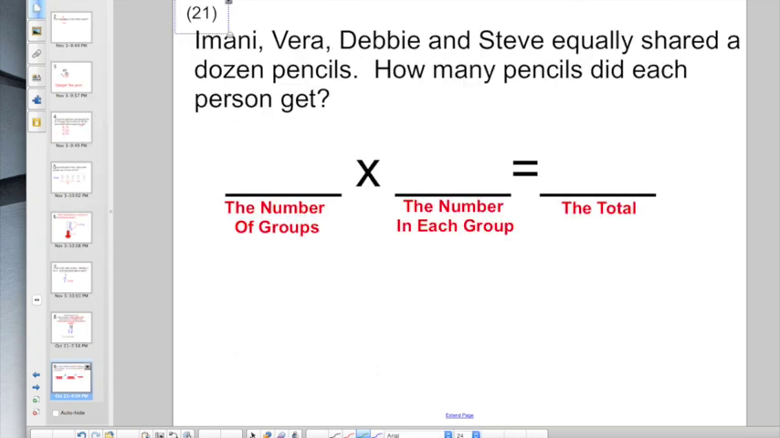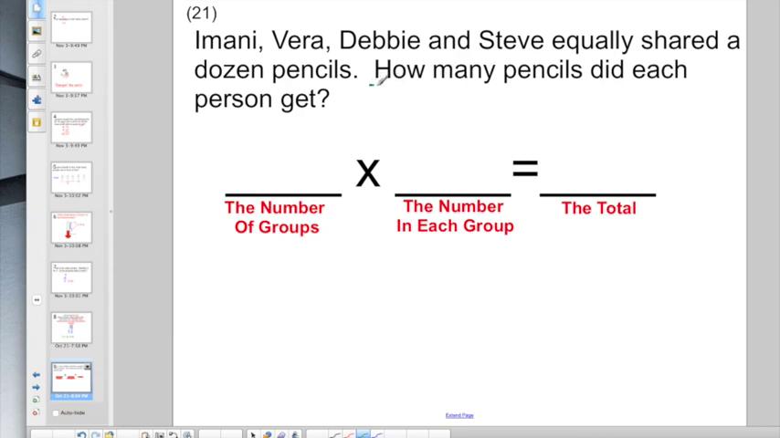Check out this guy coming at us from lesson 21. The old number of groups times the number in each group gives you the total. And I already know there's some kids scanning around here going, there's no numbers, Mr. Hines. How can I do this problem? By reading. That's what story problems are about, right? So let's read it. Amana, Vera, Debbie, and Steve equally shared a dozen pencils. How many pencils did each person get?